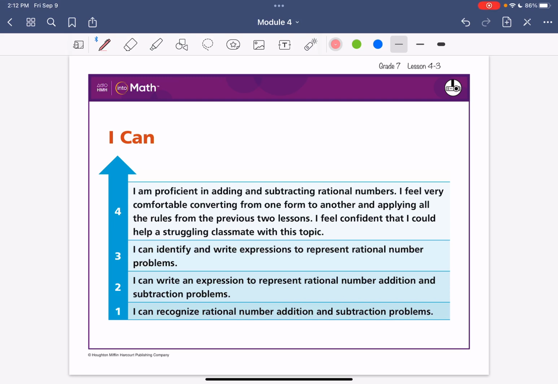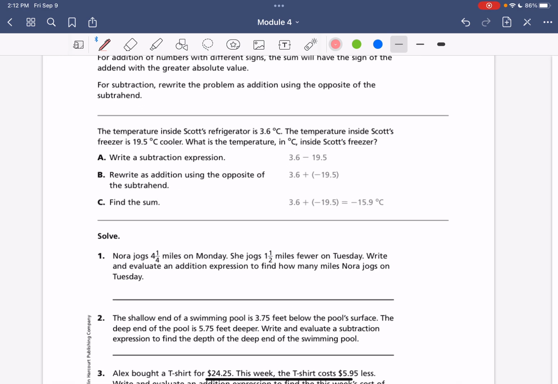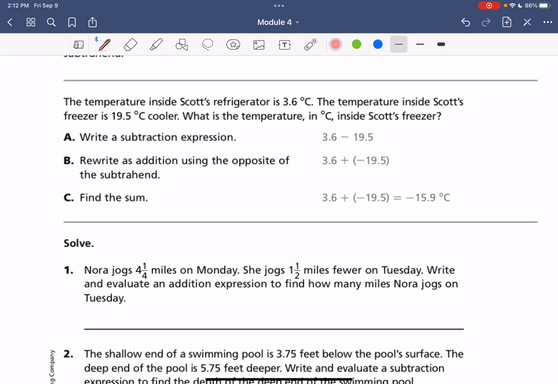This is grade 7, module 4, lesson 3. I can identify and write expressions to represent rational number problems. All right, here we have our word problem, our example problem here.